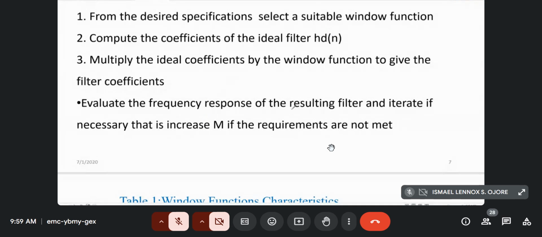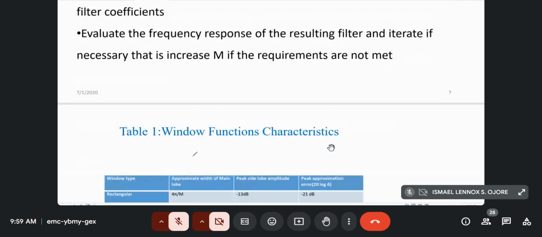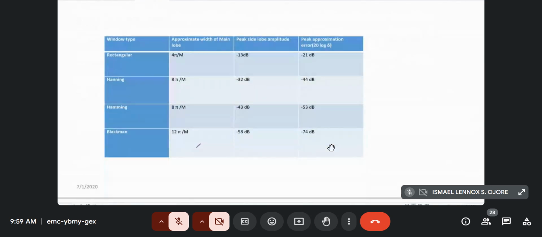Evaluate the frequency response of the resulting filter and iterate if necessary. That is, increase M if the requirements are not met. And then, of course, from that h(n), you can get your H(ω), which is your frequency response, or H(z), and then check whether it does what you want. If not, start again. Iterate, just keep on doing it until you get what you're looking for.